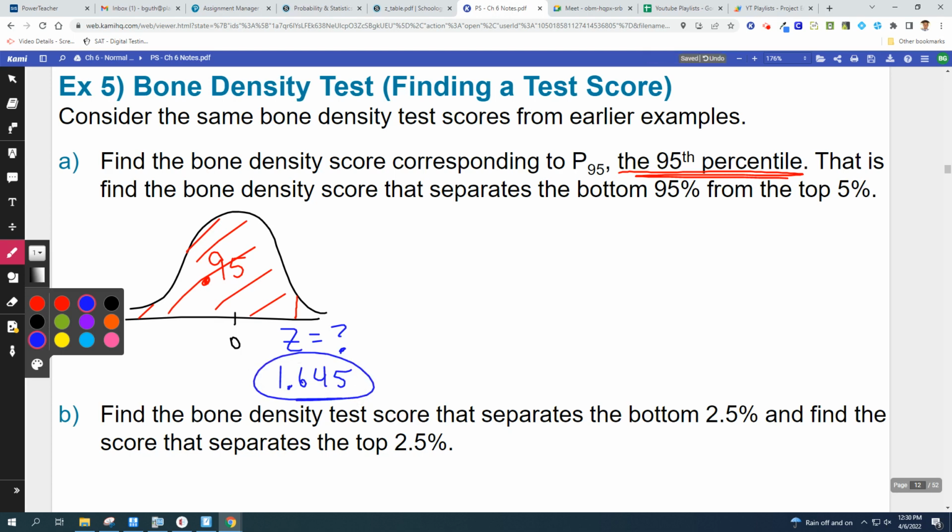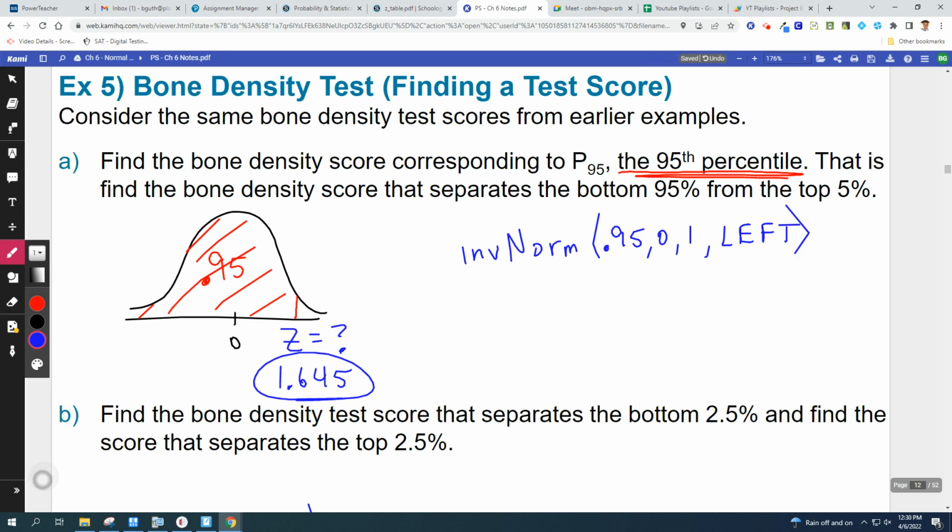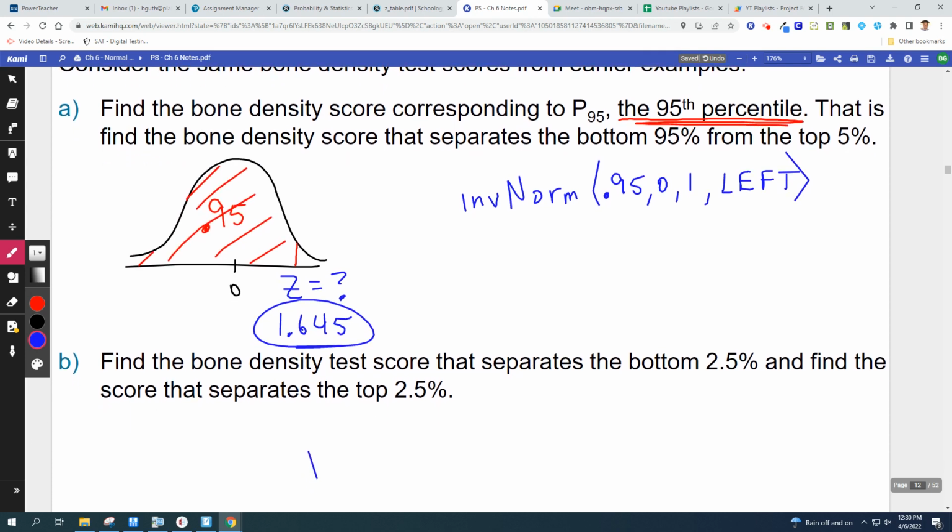Okay. On your calculator, though, that's where you use inverse normal. You use that inverse normal, and the area is 0.95. Mean, standard deviation, left. And that's going to give you 1.645. Now keep in mind, and this should be obvious, I guess, but think about if you wanted this side. If you wanted this side, you would type in right.